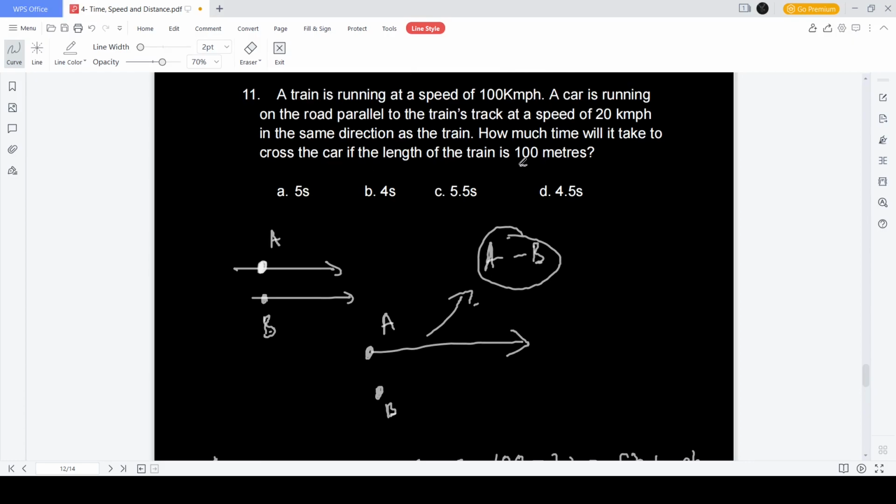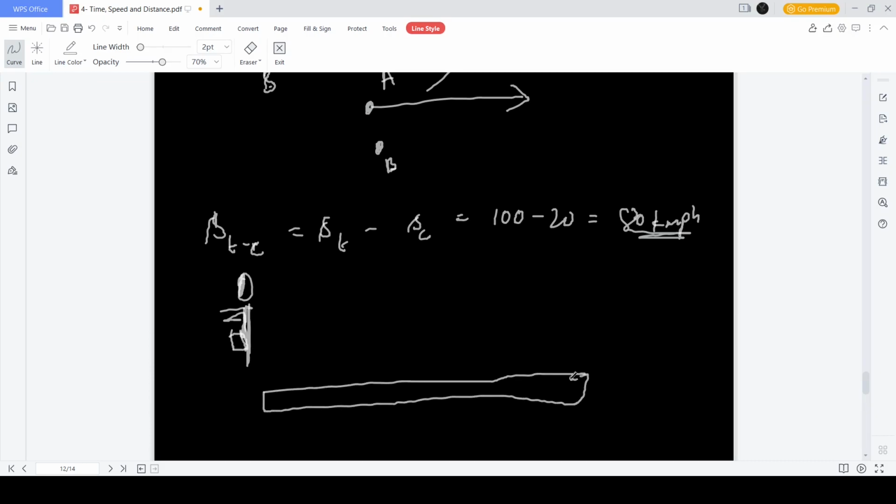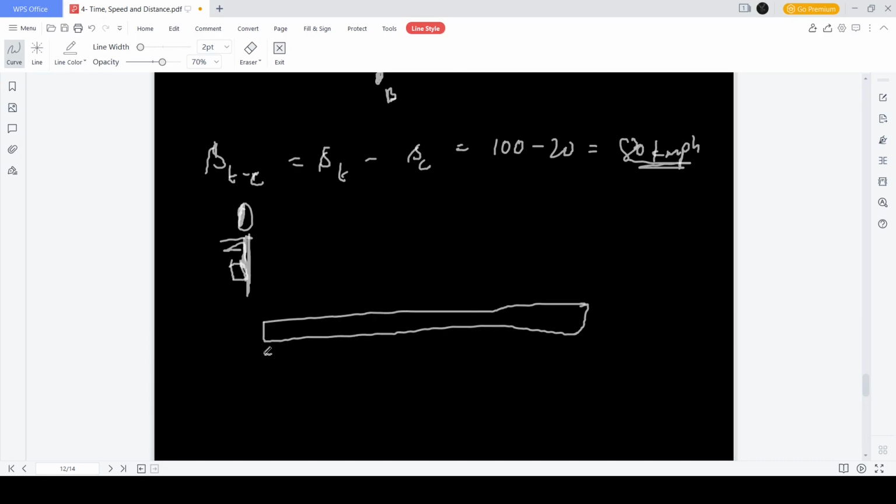Okay. Now the length of the car is negligible, so we'll assume it as the pole question only. So at the moment when the head of the car and the head of the train are at the same point, we consider time 0, and when the train has completely covered the car, this is when it will pass the car. So this is nothing but the length of the train.